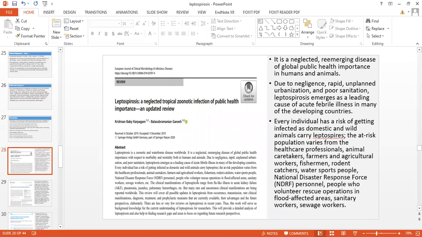Every individual has a risk of getting an infection, and domestic and wild animals carry leptospirosis. The population at risk varies, as we discussed earlier, from healthcare professionals, animal caretakers, farmers, agriculture workers, fishermen, rodent catchers, water sports people, national disaster response force personnel, people who volunteer in rescue operations in flood affected areas, to sanitary workers or sewage workers.